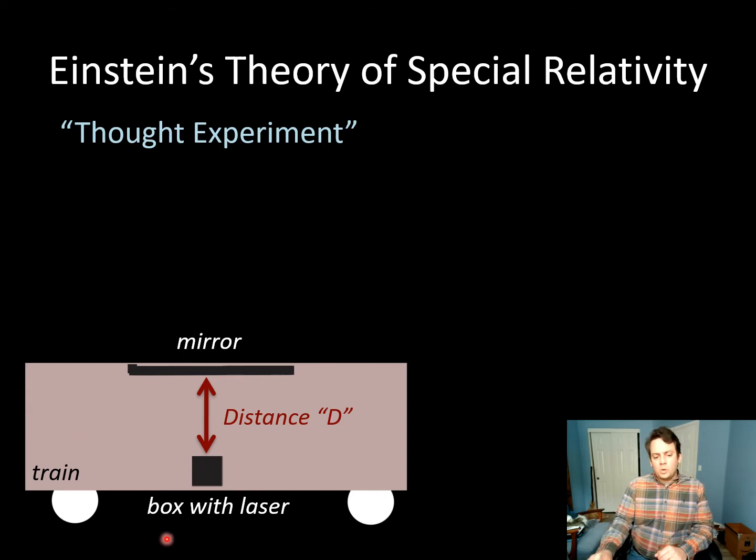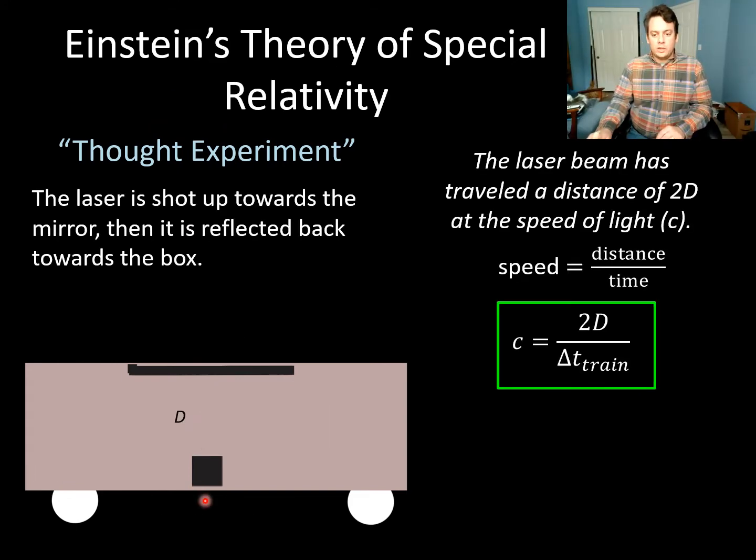So we've got a train here, and we've got this box which shines a laser out, and it's separated a distance d from a mirror on the other side of the train. What we're going to do is shoot that laser up towards the mirror, and it's going to be reflected back down towards the box, right? So you turn on the laser, it goes up, hits the mirror, is reflected, and then comes back. In that process, the laser beam has traveled a total distance of 2d, 2 times d. It went d on the way out and then d on the way back.